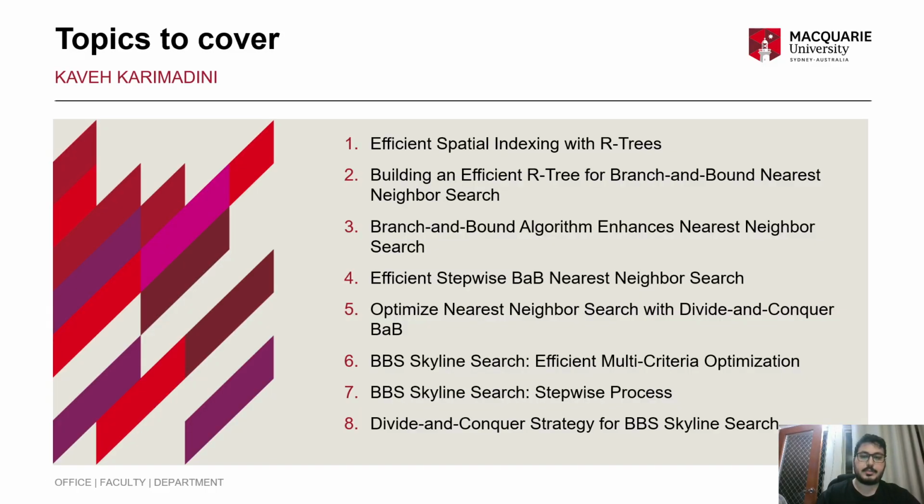The key topics I'll be discussing in this presentation are how we index our data with R trees, how we use R trees for the BAB nearest neighbor search for our query, and how we use the BBS skyline search for finding the skyline points for the trade-off of multi-criteria optimization, and also the divide and conquer part for each of the algorithms.